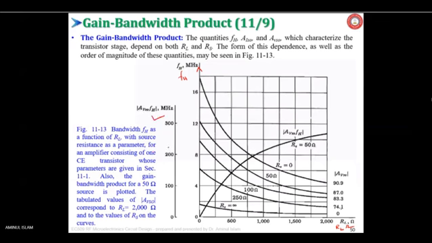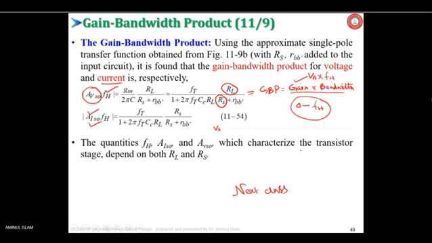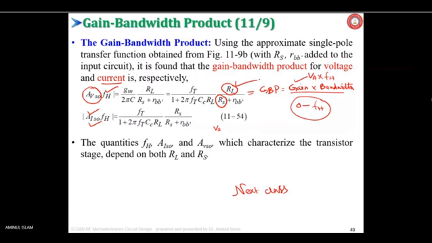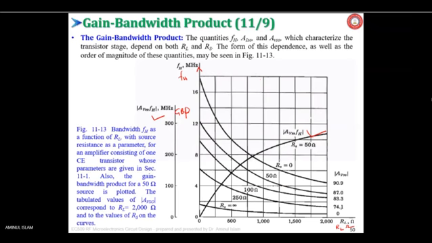Then you see that gain bandwidth product, GBP, how it is varying with RL. If RL is increased, GBP is this plot. RL is increased and GBP is increasing, as it was given, in the numerator there is RL. That is the second point you are observing.